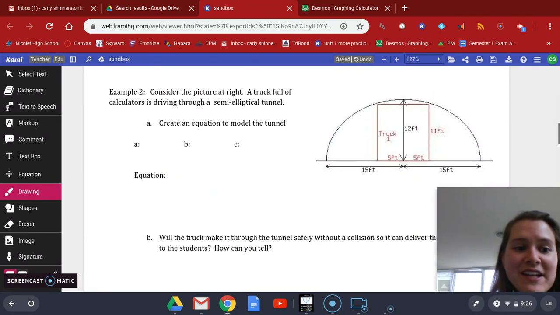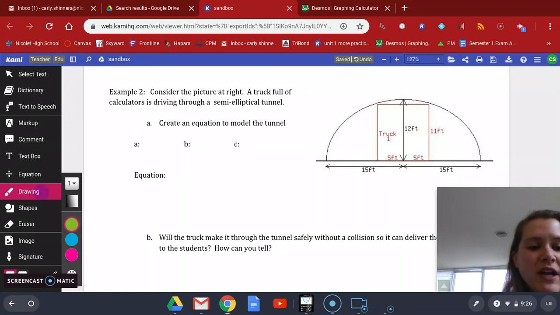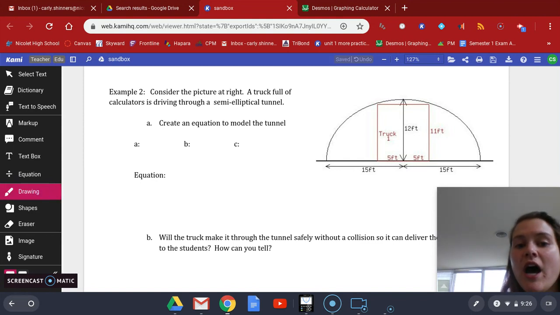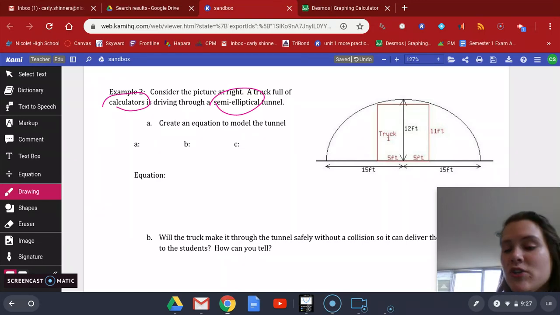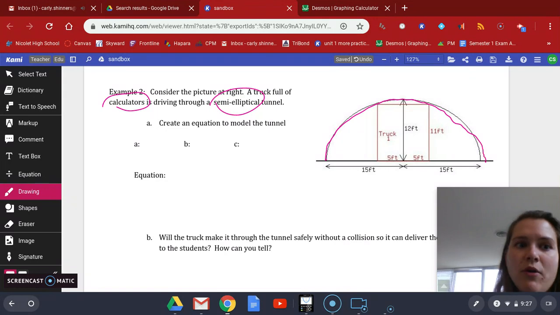Hopefully you remember that. For example 2 today, we're going to kind of throw it back to an ellipse problem. So consider the picture at right. A truck full of calculators, oh my gosh, this is very important, is driving through a semi-elliptical tunnel, okay? So semi-elliptical just means, like, think of a semicircle as half of a circle. Semi-elliptical just means it's half of an ellipse, okay?